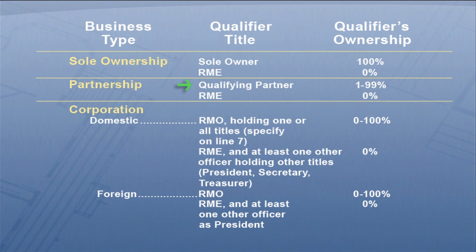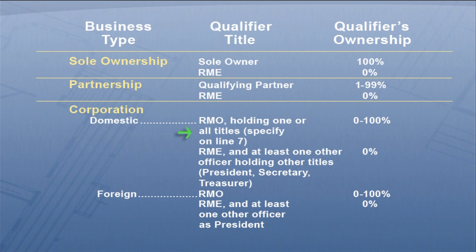Partnerships. Ownership between 2 or more people can vary from 1 to 99% per person. So the qualifier can own 1 to 99%, but the ownership of all listed individuals must equal 100%. If the qualifier is an RME, he or she would own 0%, while the other partners own 1 to 99% each. For California domestic corporations, if the qualifier is a responsible managing officer, or RMO, who will hold all titles, president, secretary, and treasurer, which you would specify on line 7, ownership can be from 0 to 100%.